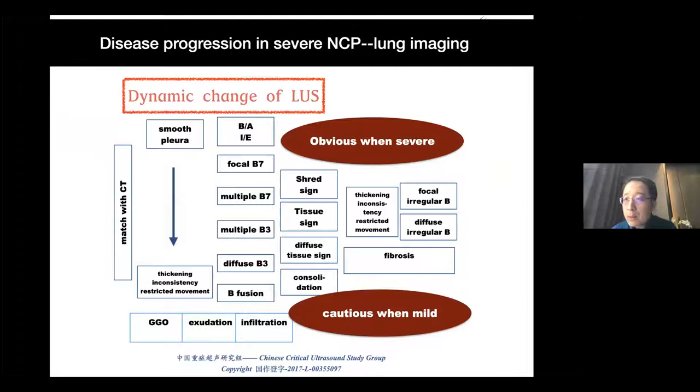So this slide gives a little summarization of the lung ultrasound and CT scan comparison. You can see the CT scan signs from the GGO, exudative infiltration, to the consolidation, to the fibrosis. And based on the CT scan, we give lots of lung ultrasound signs, from the smooth pleura, to thickening, constriction and restricted movements, to B line, A line, and then to shred sign, tissue sign, diffuse tissue sign, and consolidation, and then to the fibrosis, like the focal irregular B line and the diffuse irregular B line, and the pleural line is very much changed.